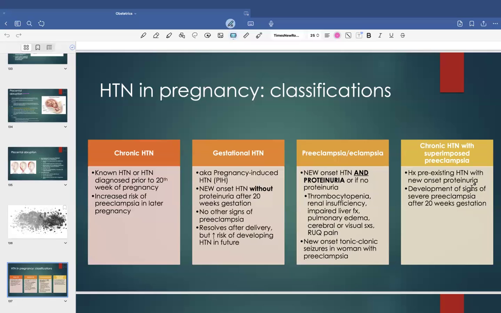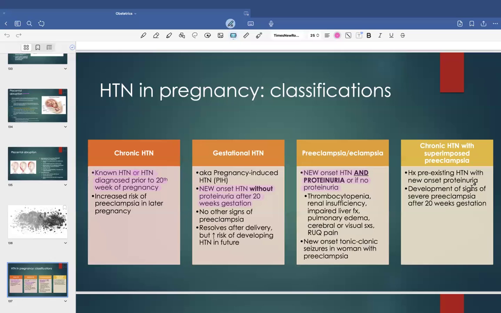Preeclampsia and eclampsia. This is a new onset hypertension and proteinuria. If there's no proteinuria, they have thrombocytopenia, they have renal insufficiency, they have impaired liver function, pulmonary edema, cerebral or visual symptoms, right upper quadrant pain. We're going to talk about that all in detail. In eclampsia, they have preeclampsia, but they now have new onset tonic-clonic seizures. So that's the difference.